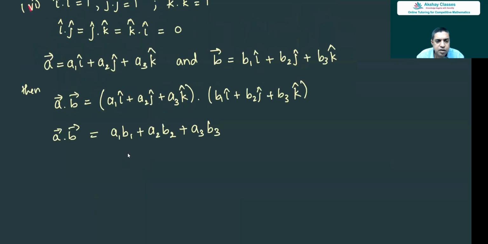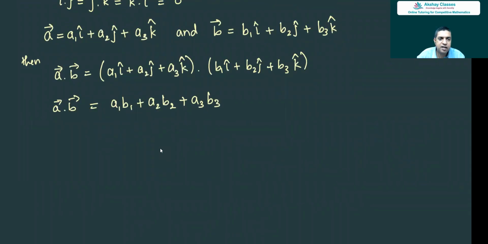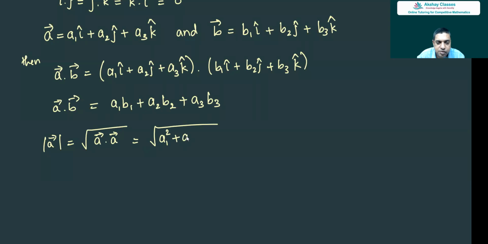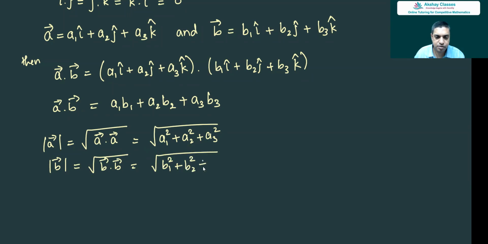Okay, A dot B is A1 B1 plus A2 B2 plus A3 B3. Now cos of the angle. And what is modulus of A? It is under root of A dot A. A dot A is A square. So under root of A dot A, this is A1 square plus A2 square plus A3 square. And modulus of vector B is under root of B dot B. We get B1 square plus B2 square plus B3 square.